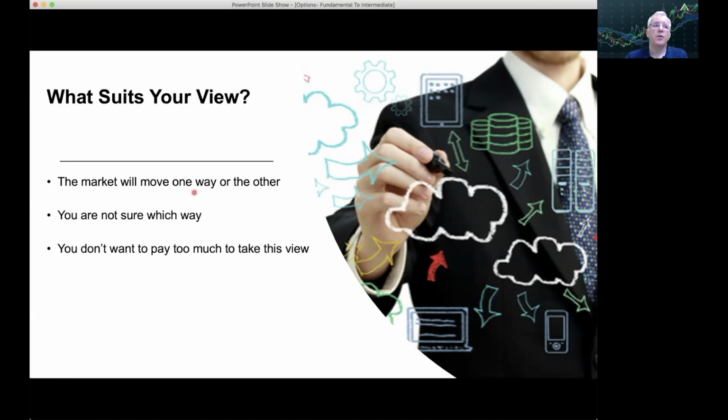What would suit your view if you believe that the market will move one way or the other, you're just not sure which way, and you don't want to pay too much to take this view? What would you do? What sort of structure? Think about what we've just done. Now, there are at least two structures that would fit this.